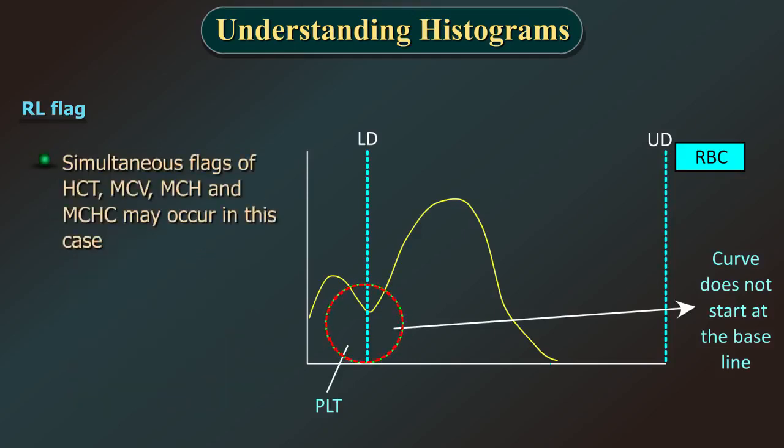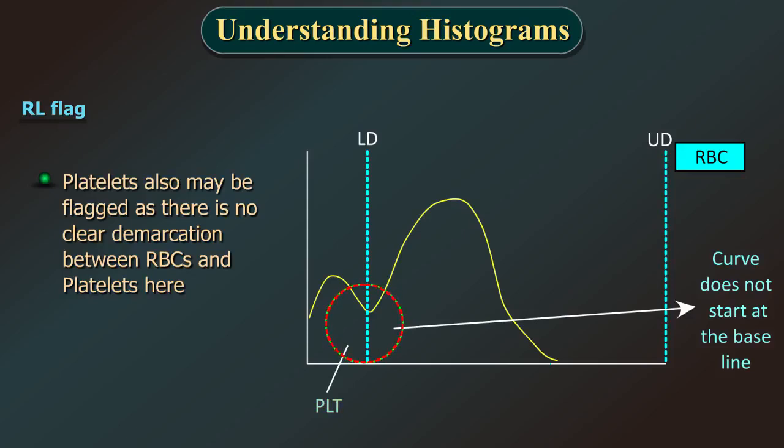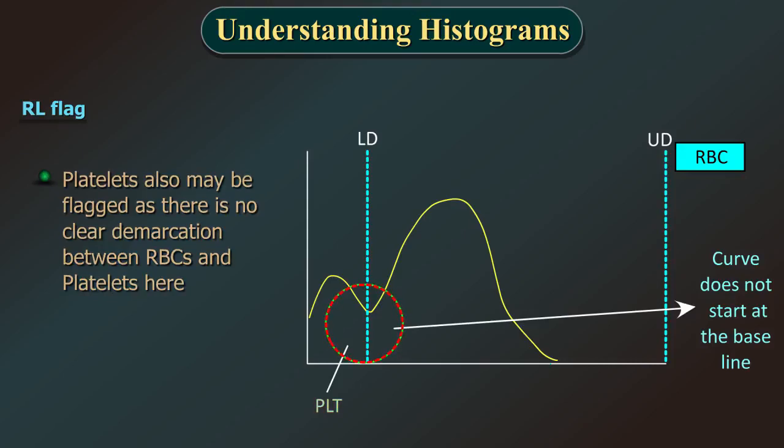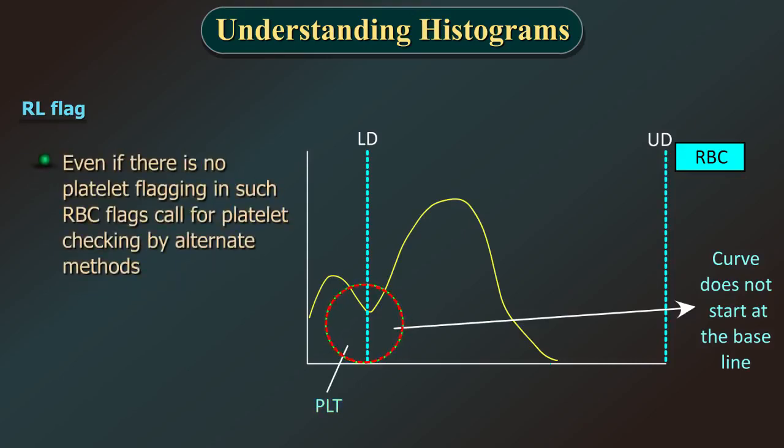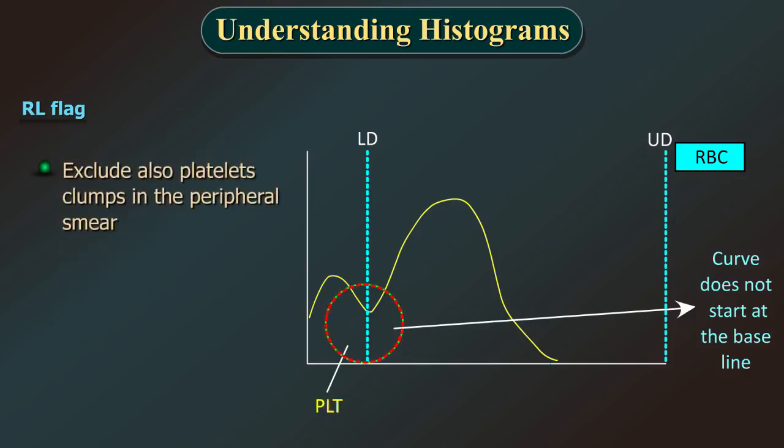Simultaneous flags of HCT, MCV, MCH, and MCHC may occur in this case. Platelets also may be flagged as there is no clear demarcation between RBCs and platelets here. Even if there is no platelet flagging in such RBC flags, call for platelet checking by alternate methods. Exclude also platelet clumps in the peripheral smear.